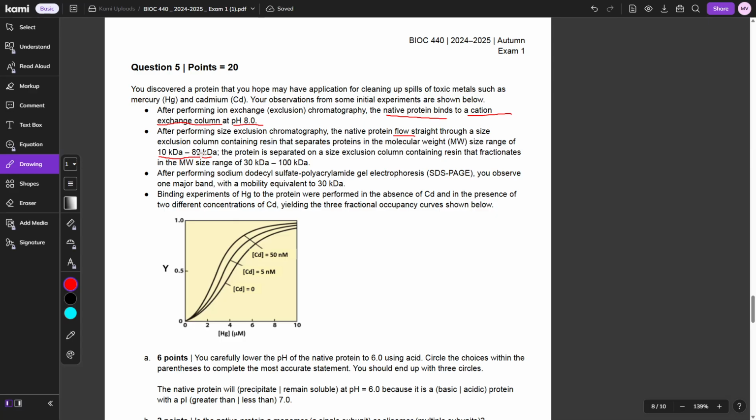So the protein is separated on a size exclusion chromatography containing resins of 30 to 100 kilodaltons, so it's between 80 and 100, right? Then you do an SDS-PAGE, and you observe one major band. Why is there one major band? What is SDS-PAGE? It is gel electrophoresis.